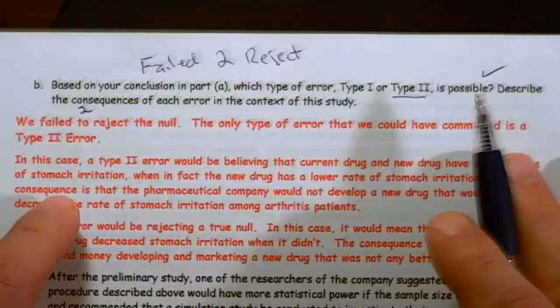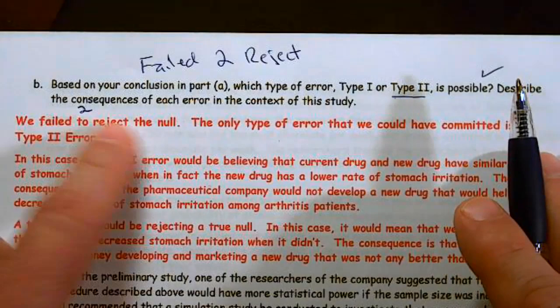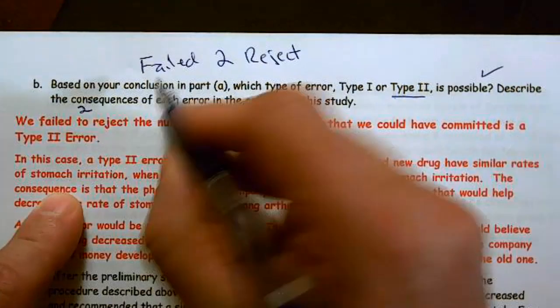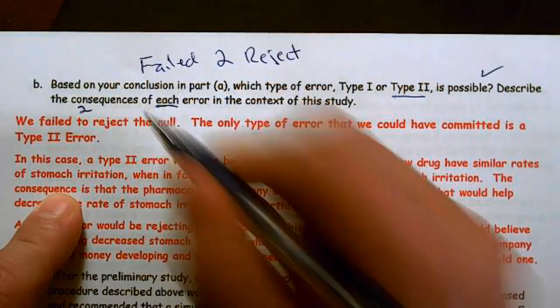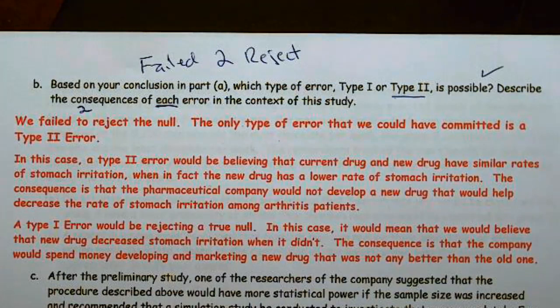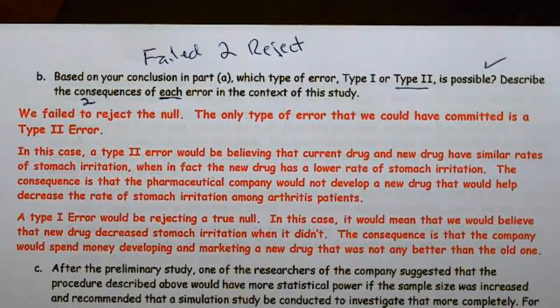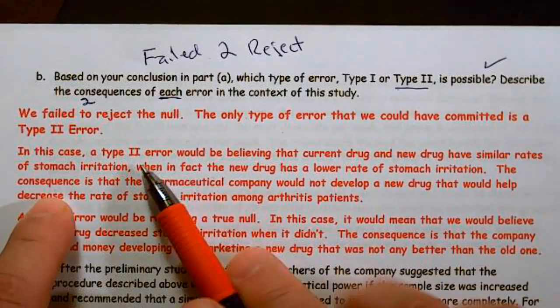Then it says, describe the consequences of each error in the context of the study. Well, because it says each, that means I have to address not only the type 2, but I have to address the type 1. I know we could not have committed a type 1 because we failed to reject, but we still have to address both in order to receive full credit. So I started off with the type 2 only because that's the one that I just addressed here.